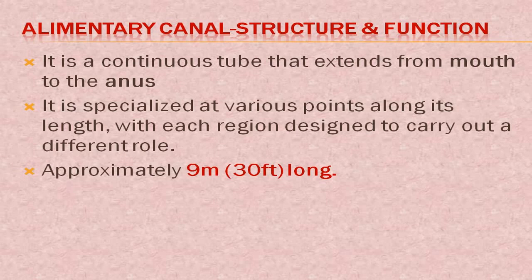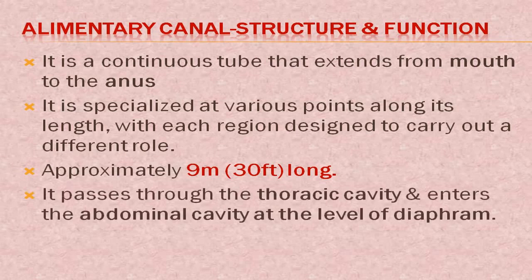The alimentary canal is approximately 9 meters or 30 feet long, and it passes through the thoracic cavity and enters the abdominal cavity at the level of the diaphragm or near the diaphragm. The esophagus passes through the thoracic cavity and then enters the abdominal cavity and leads to the stomach near the diaphragm.